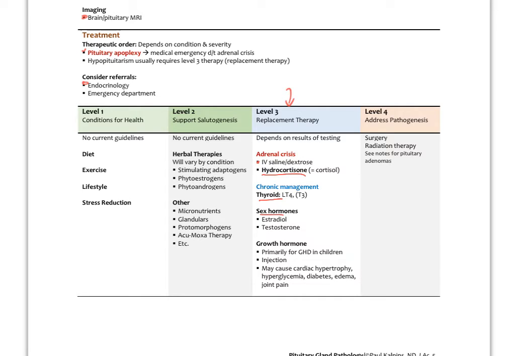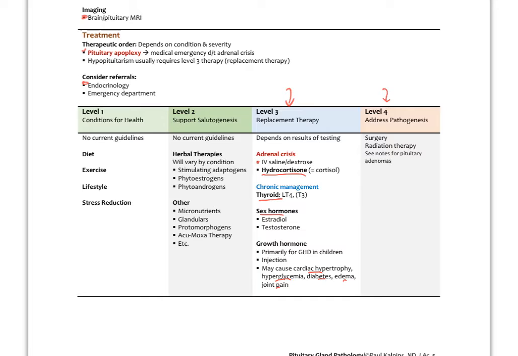But again, there are risks, which could be cardiac hypertrophy, hyperglycemia, diabetes, and then edema and joint pain. So that's going to be level 3 therapies. Level 4 therapies would address tumors, and I'll talk about that with pituitary adenomas coming up.